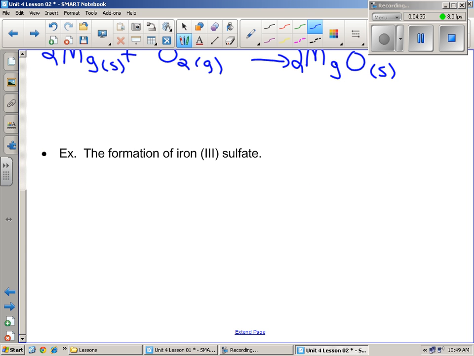Next one. Now, the formation of iron 3 sulfate. Well, formation. Let's start with the simple stuff. Forming iron 3 sulfate. Okay. Iron 3, 3+, sulfate's a 2-. We need to swap and drop. Ionic compound. Ionic compounds tend to be quite strong. They stick together very well, so therefore probably a solid. All right? So far, so good.